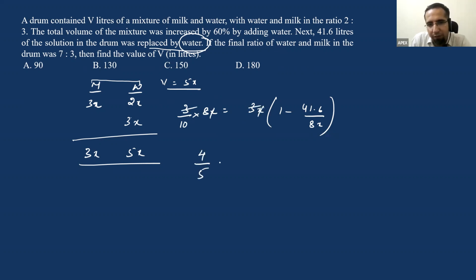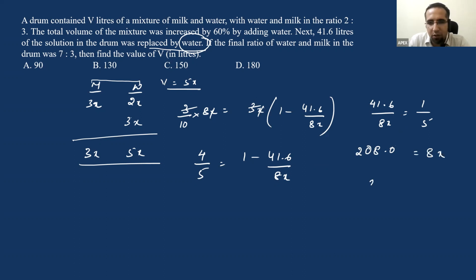Clear, guys? So x and x gets cancelled, 3 and 3 gets cancelled. So you have 4 by 5 is equal to 1 minus 41.6 by 8x. Or we have 41.6 by 8x is equal to 1 by 5. So when we cross multiply this, 5 6s are 30, 0 I carry 3. This is 8, 5 4s are 20, is equal to 8x, or the value of x is equal to 8 2s are 16. And you have a 48, 8 6s are 48. So value of x is equal to 26.